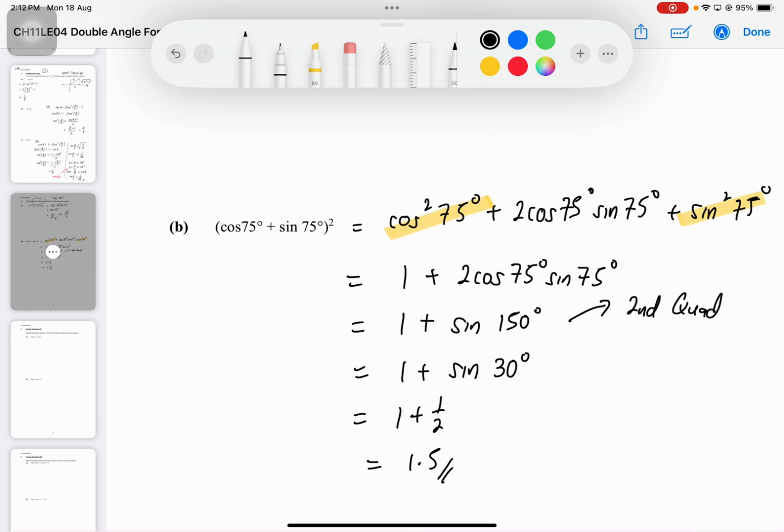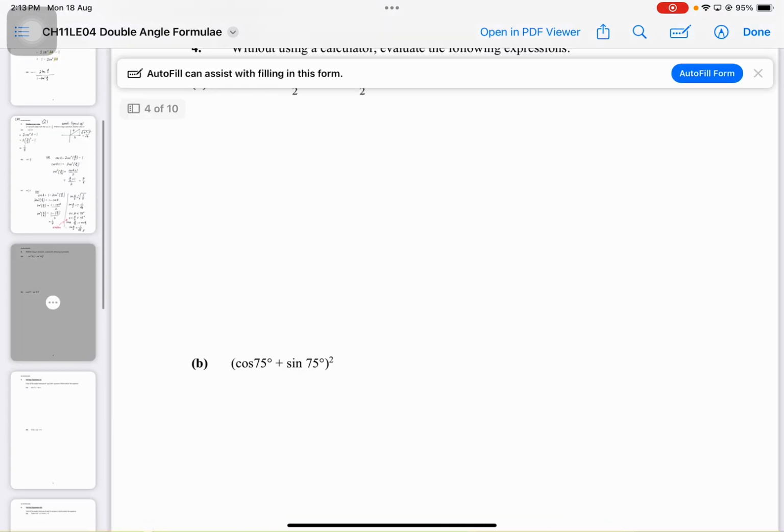Question? Explain this part. Here. Why is it 1? Oh, okay. Here, sine, oh dear. Why like that?